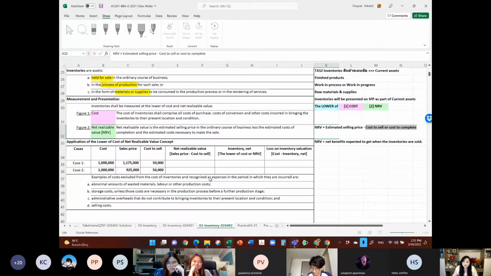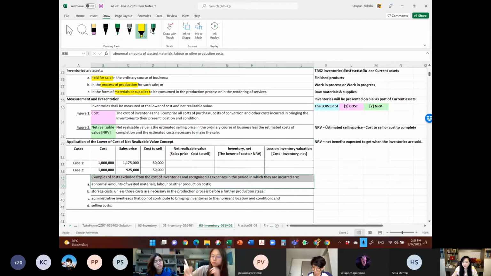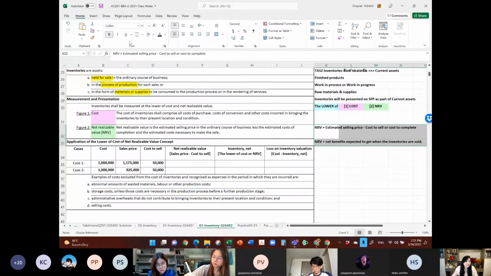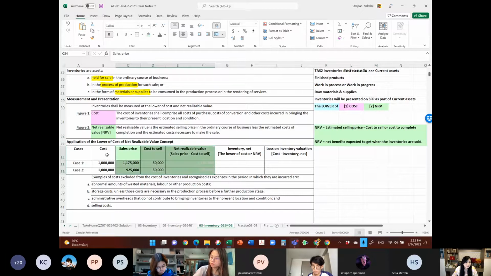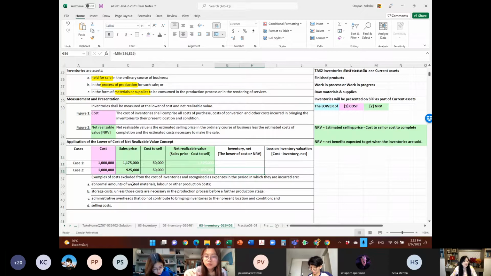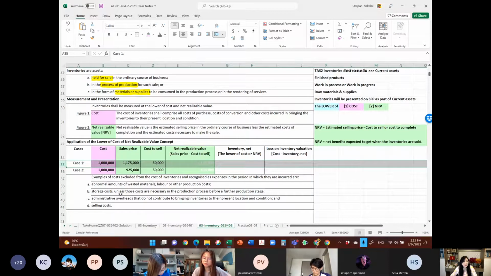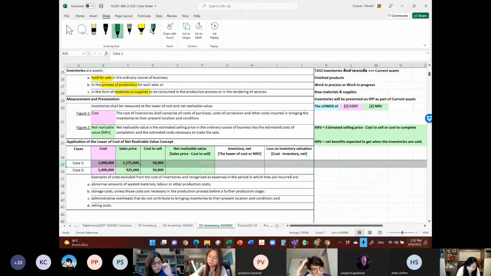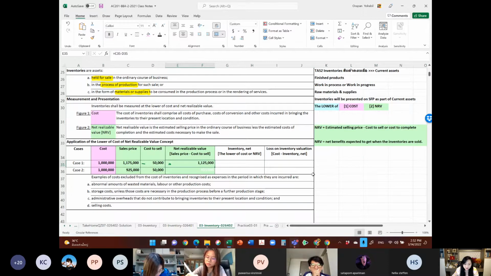So over here, let's do the calculation together on this net realizable value. I have given you two examples, case 1 and case 2. For case number 1, the cost is 1 million. And for the net realizable value, what you need to do is take the selling price and then minus the cost to sell, and then you get the net realizable value.